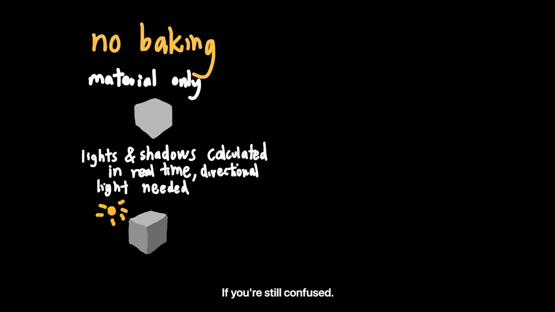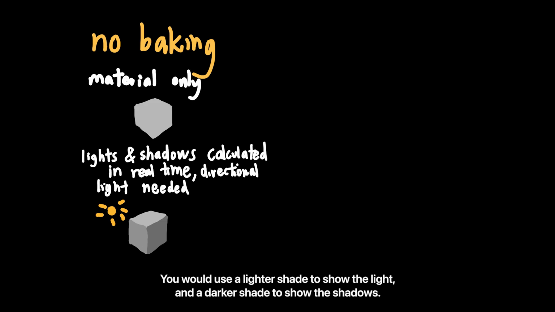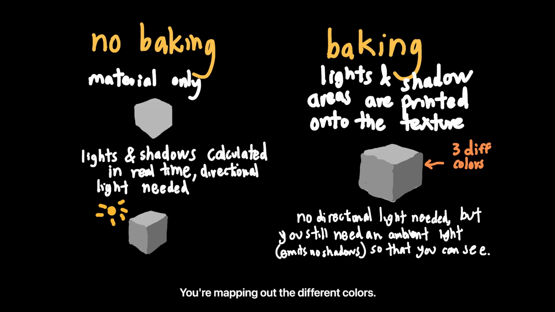If you're still confused, think about it like this. You're drawing a picture of a cube on a paper and you want to illustrate where the light and shadows are. You would use a lighter shade to show the light and a darker shade to show the shadows. You are mapping out different colors. So if you were to bake a cube, the cube would have different shades instead of having the same exact solid color throughout with the software calculating the shadows.